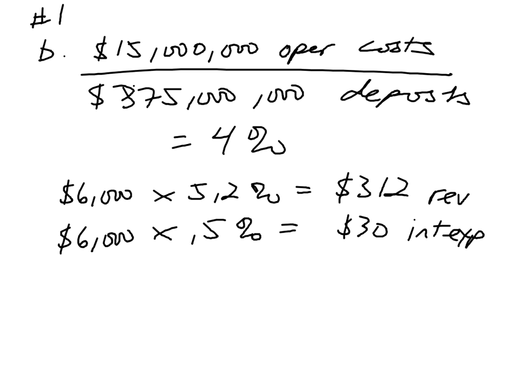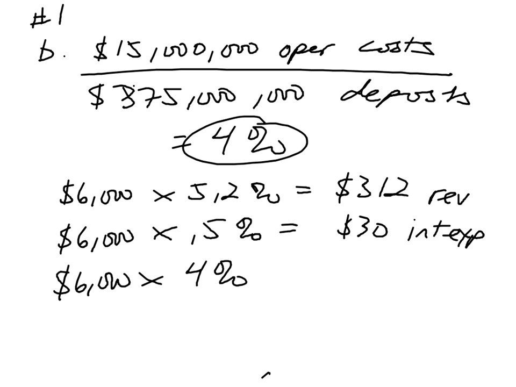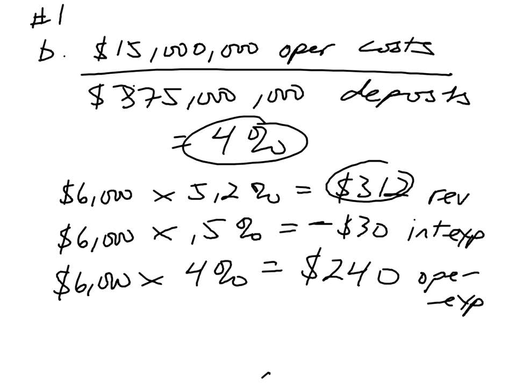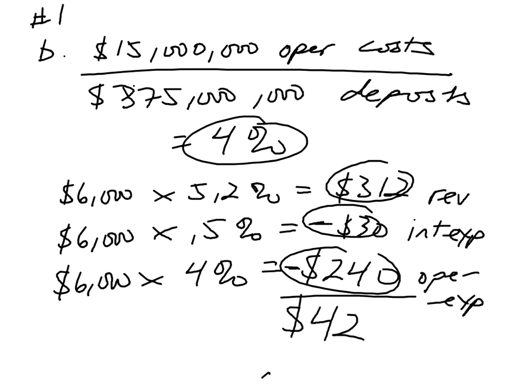And then we have to record our share of the operating costs. Operating costs, as we saw, is 4% of deposits. So if we just take our $6,000 deposits, multiply that by 4%, we're going to get $240. So if we take 312, subtract 30, and subtract 240, we get a total customer profit of $42.